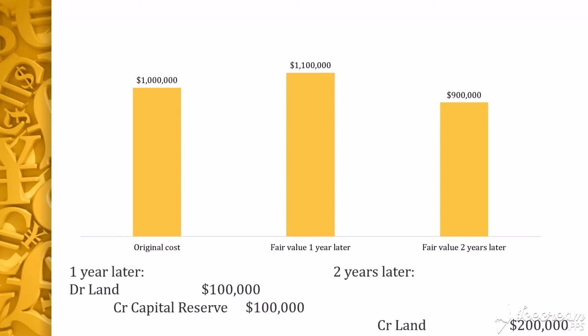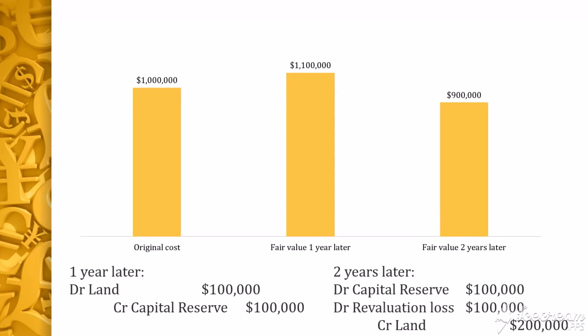I will not debit revaluation loss first because I have a capital reserve to offset the devaluation. So I will debit capital reserve by $100,000 to reduce the capital reserve to zero. Only after reducing it to zero, I will recognize the remaining as a loss. That is, to debit revaluation loss by $100,000.